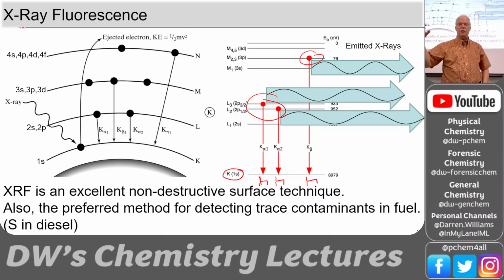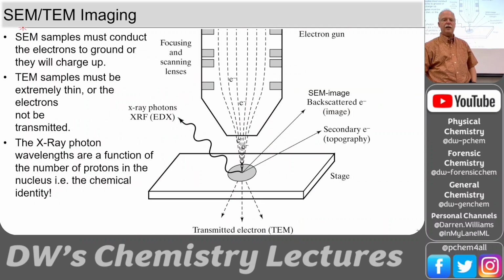This can also penetrate pretty deeply in a material. Like they can shoot these X-rays into diesel and get the signal for sulfur. So it's a very sensitive technique for trace amounts of sulfur. Now, this can happen using electrons too. Instead of using X-rays, we can use electrons. Electrons can knock out 1s electrons too. So this is a way to get X-ray photons from an electron microscope. If these electrons knock out 1s electrons, we'll get X-ray photons out.